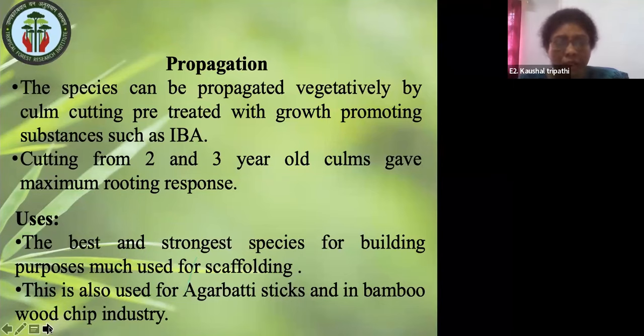This species, Bambusa balcoa, can be propagated vegetatively by culm cuttings pre-treated with growth promoting substance such as IBA. Cutting from 2 to 3 year old culm gave maximum rooting response. And the uses of this Bambusa balcoa: we know it is the best and strongest species for building purposes, much used for scaffolding, and it is also used for agarbatti sticks and in the bamboo wood industry. As I have told you earlier, the cavity method gave us good results in Bambusa balcoa for the rooting percentage. Next slide, please.